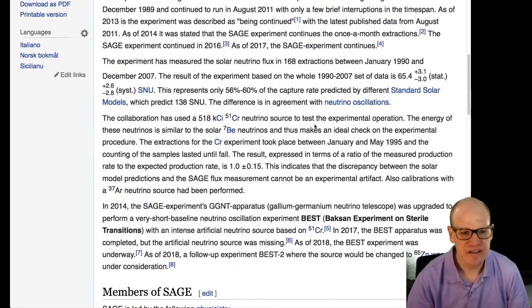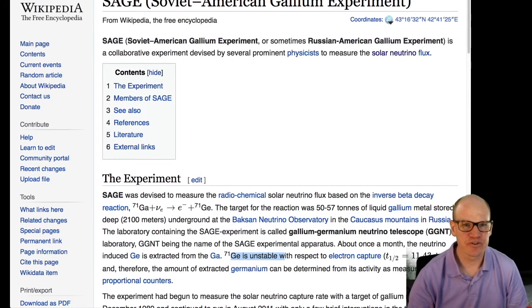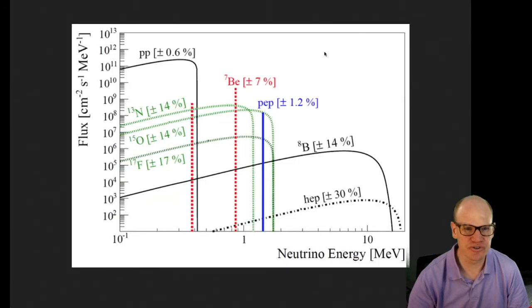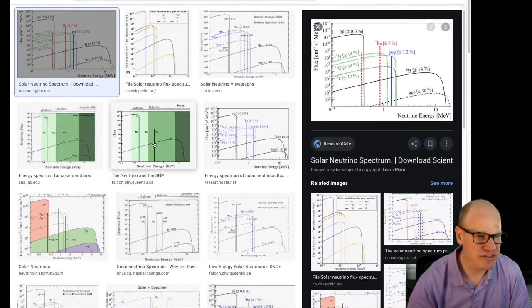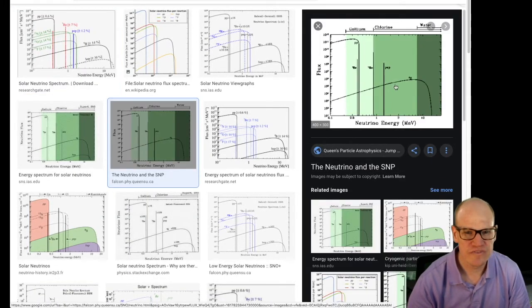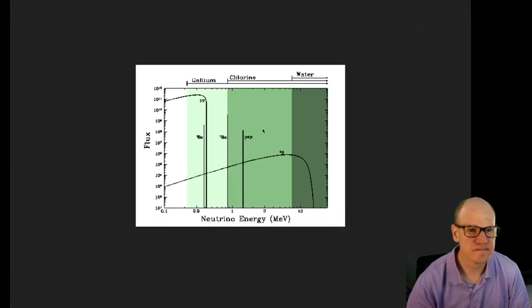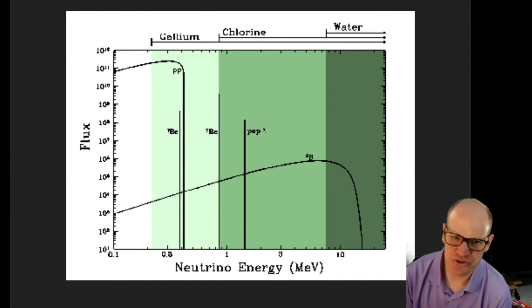The point being, the reason that they did it with gallium is that you're sensitive to more of these neutrino interactions. If we look at the solar neutrino spectrum and compare it to the sensitivity of these different detectors, you can look at this one. So this is the original prediction for what detectors would be capable of detecting which neutrinos.